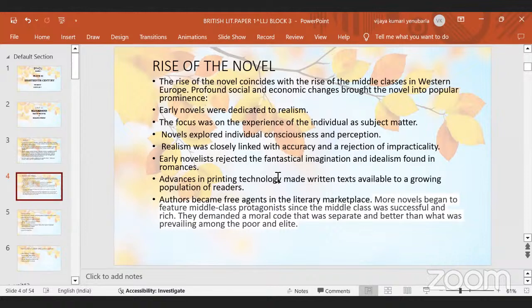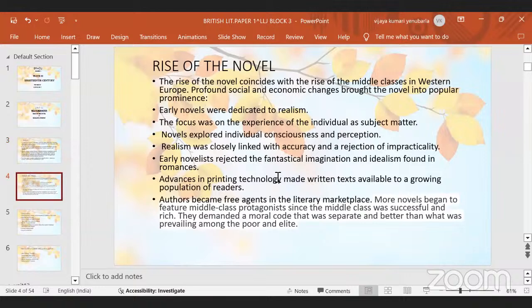The people who belonged to the elite class used to adore imagination, idealism, romances, chivalry, poetry, all this. But middle class people, they denied. They wanted realism.